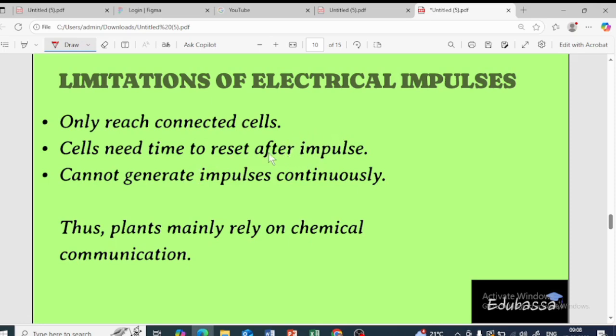For example, just imagine you run for a longer time, and you got some prize in that particular sport. Now for the next time, again you need some rest, isn't it? So the same way the cells also need some time to reset after the impulse, and it cannot generate impulses continuously. For that reason, the chemical communication is important. For that reason, the plant hormones are important. I hope it is clear.